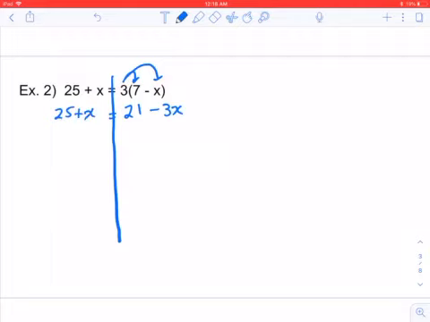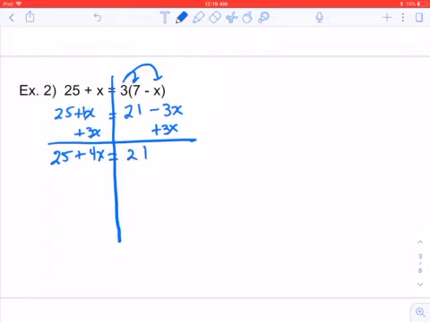There's nothing more we can do to simplify the left. There never was anything on the left. We don't have any like terms there, and we don't have any like terms on the right either. So it's time to start solving. We have x's on both sides. If I get rid of that negative 3x, I can have a positive x value. So I'm going to add 3x, making a 0 pair with that. That gives me 25 plus 1x plus 3x makes 4x equals 21.